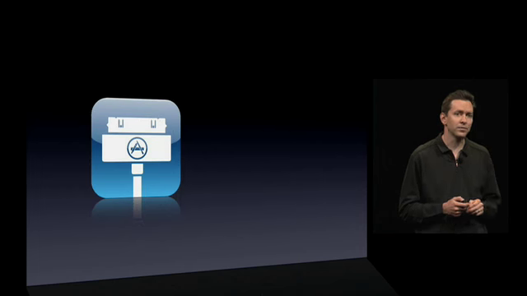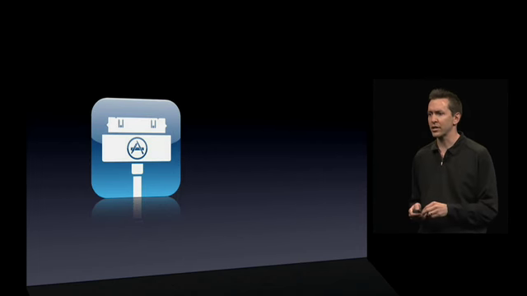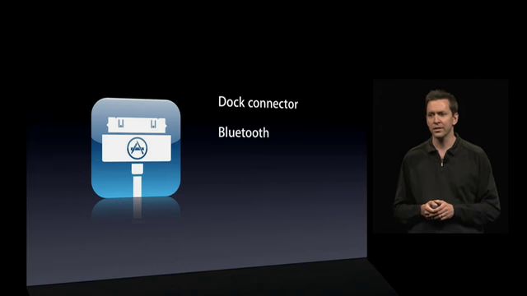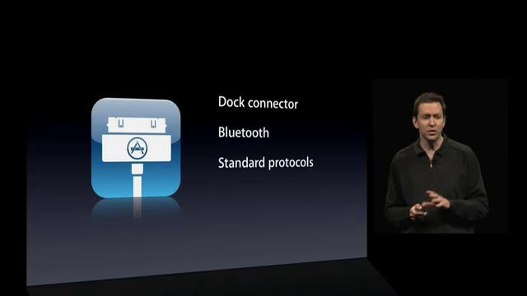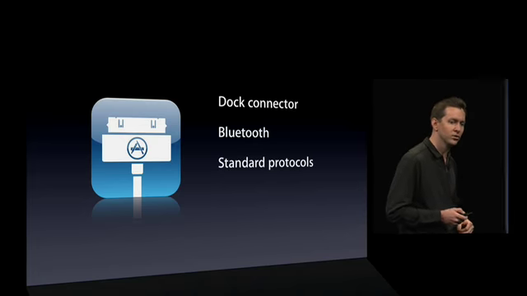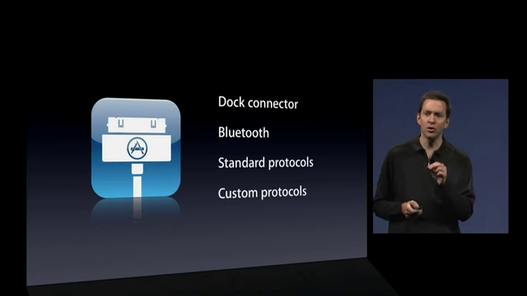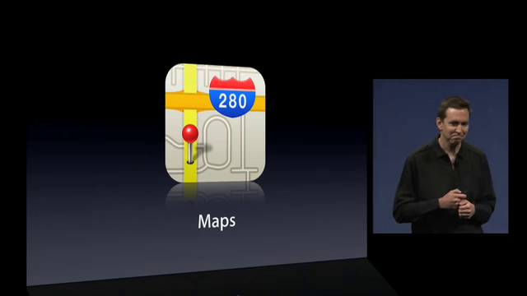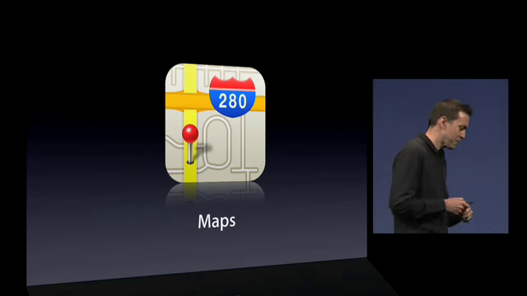Well, these companion apps can talk to the hardware accessories over the dock connector or even wirelessly over Bluetooth. You can use the standard built-in protocols, or you can even create your own custom protocols to talk to your custom hardware. That's accessories. Next is maps.